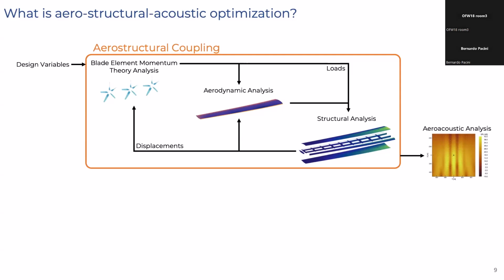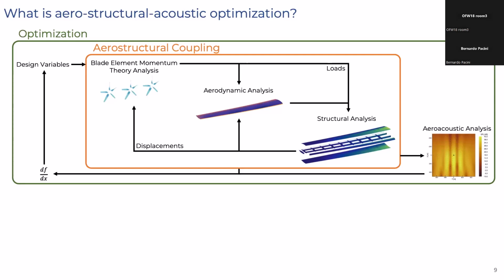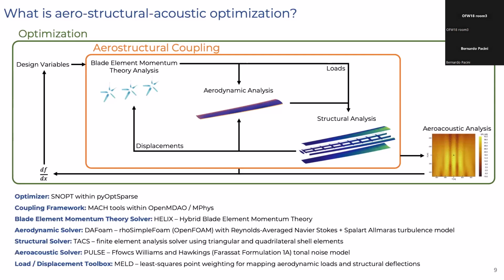We're interested in design optimization, so we can introduce design variables here, and all of our codes are differentiated, so we can compute the derivatives of that function of interest with respect to the design variables. And we embed this inside an optimization. I won't go over all of the specific tools here, but I want to note that we use DAFoam for our OpenFOAM discrete adjoint with the rhoSimpleFoam solver, RANS, and the SA turbulence model.